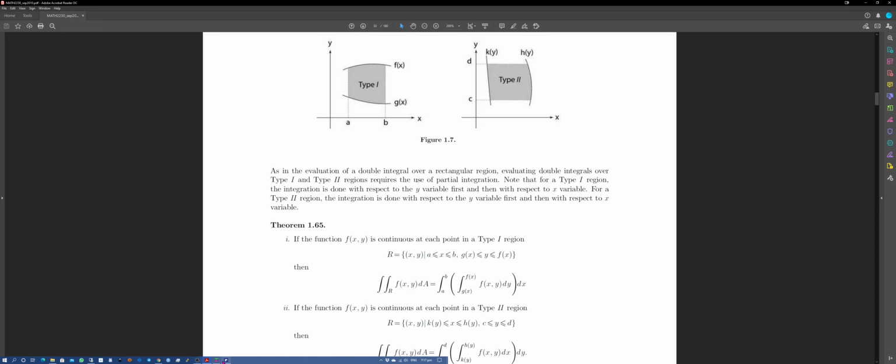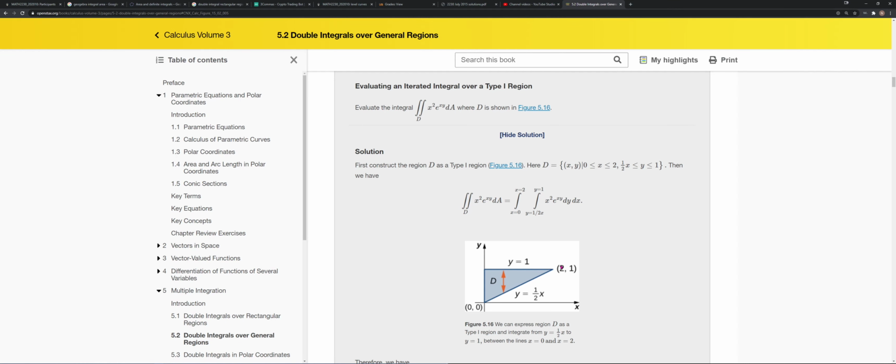So let's go back to our example. We want to evaluate this double integral over this type 1 region here. Your top curve is y equals 1, so that's this 1 over here.